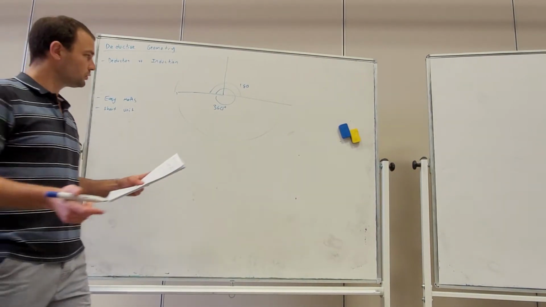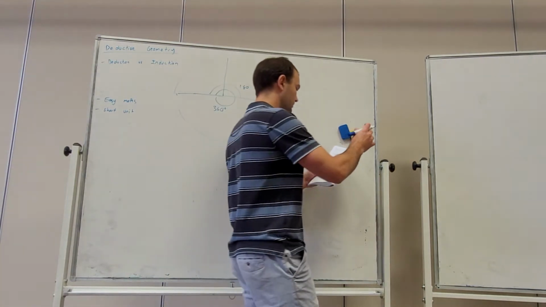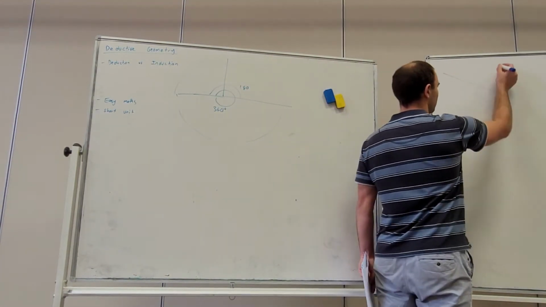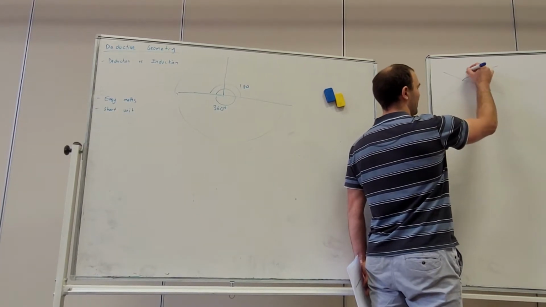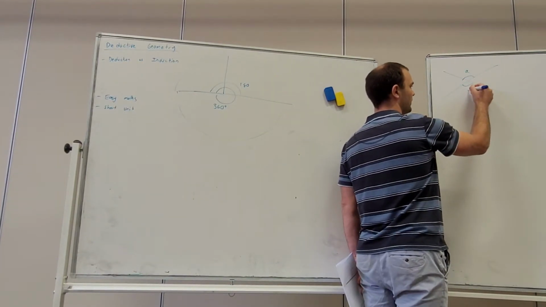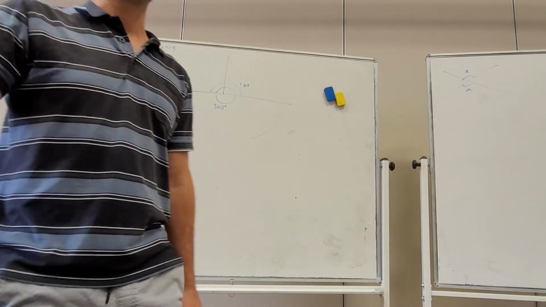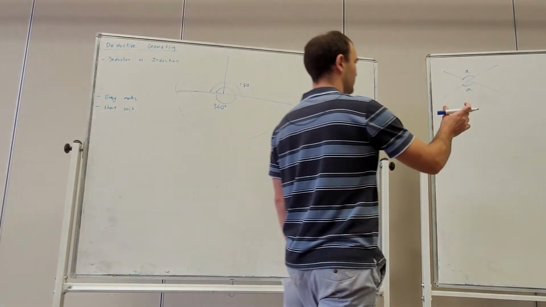Okay, given 2 intersecting straight lines, prove that vertically opposite angles are equal. So you'll remember this theorem from Year 8. If this is angle A, then this is going to be angle A. Now you're just told that. You're told that, and then you apply it. All right, but today we're going to prove it.